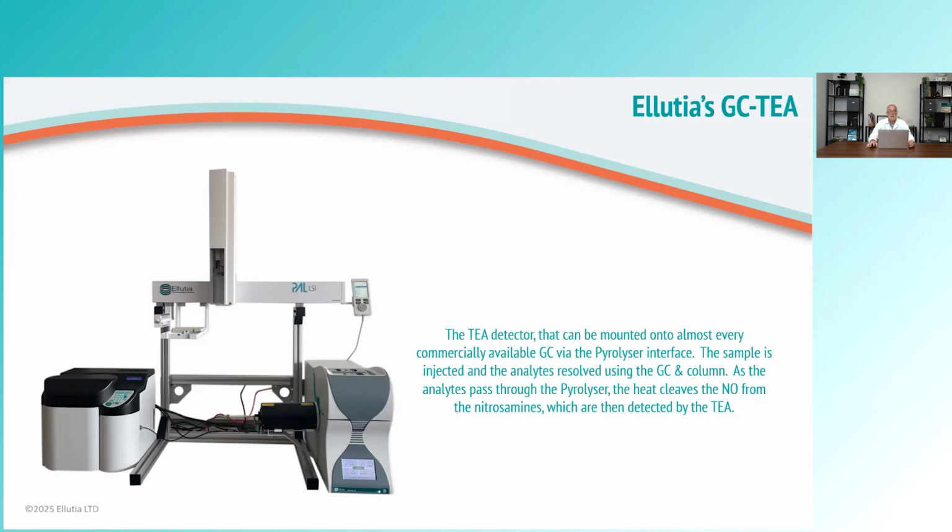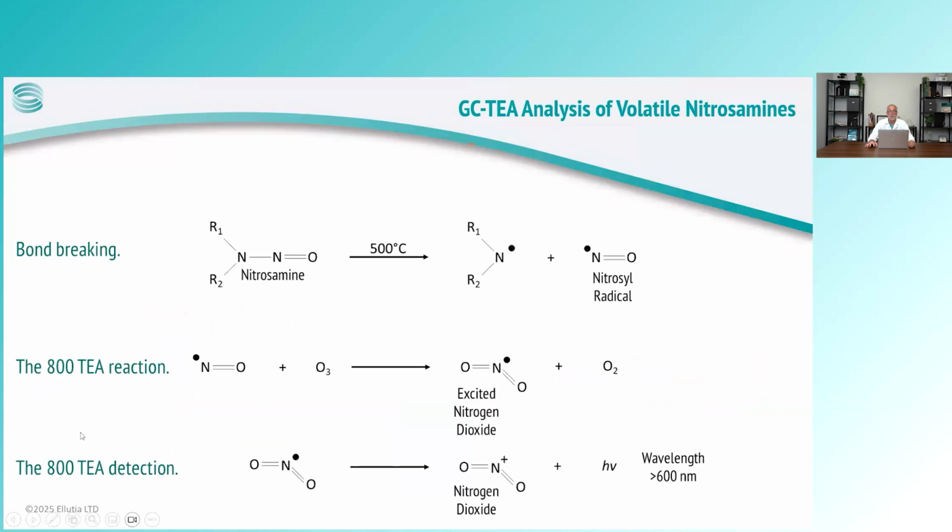A sample is injected into the GC inlet, and the oven and the column are used to perform the chromatography, which is the separation of the analytes. The analytes then enter the pyrolyzer, and within the pyrolyzer, heat is used to cleave the NO from the nitrosamines. The NO then enters the TEA for detection. Now, the chemical reactions for the GC-TEA analysis of volatile nitrosamines are the same. This second section here is exactly the same. However, we use heat to cleave the NO from the nitrosamine.